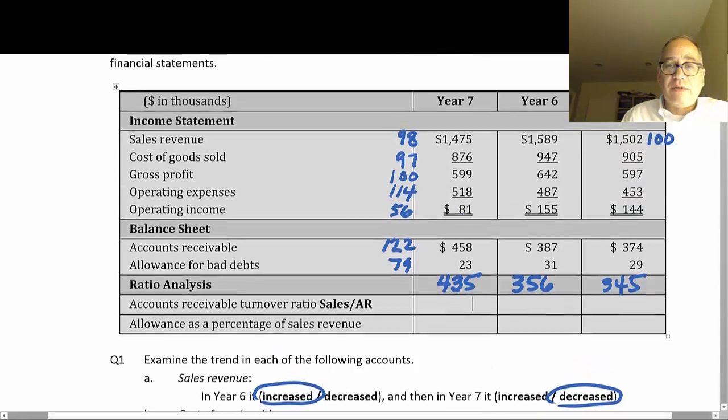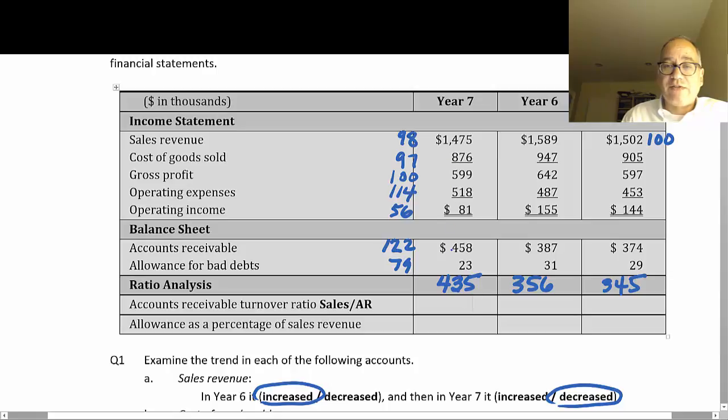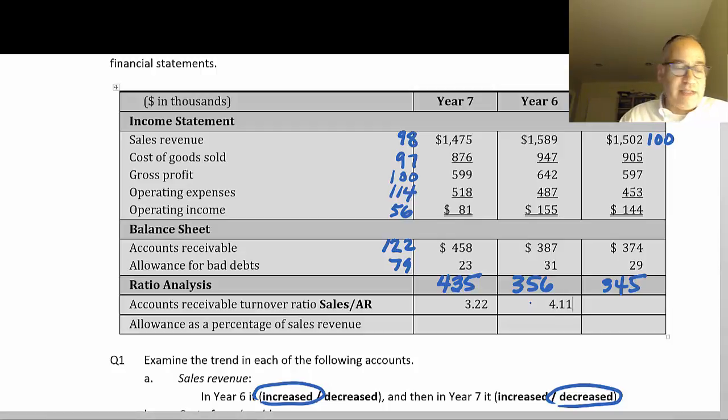So sales revenue of 1475 divided by accounts receivable of 458 gives you an accounts receivable turnover of 3.22. In year 6, 1589 divided by 387 would be 4.11. And in year 5, 1502 divided by 374 gives you an accounts receivable turnover ratio of 4.02.